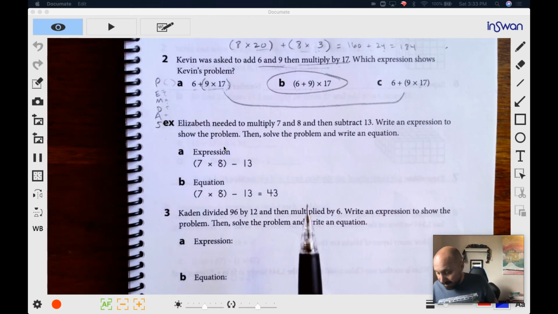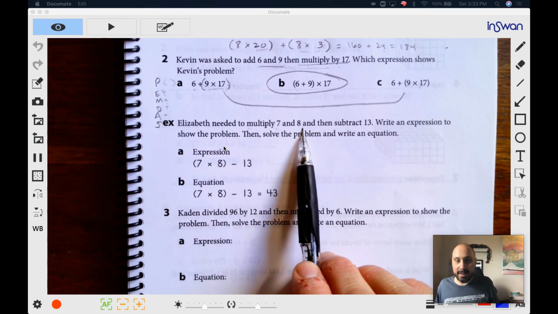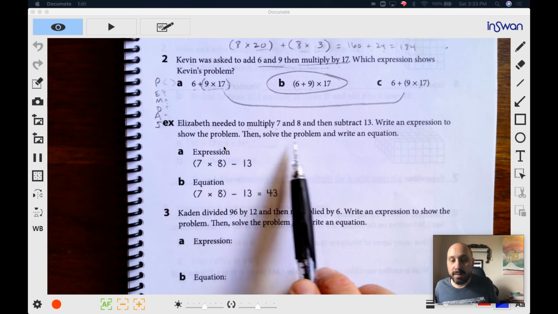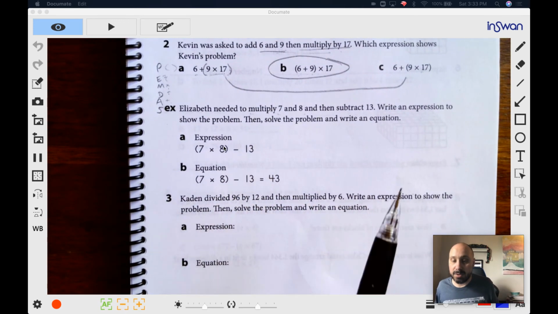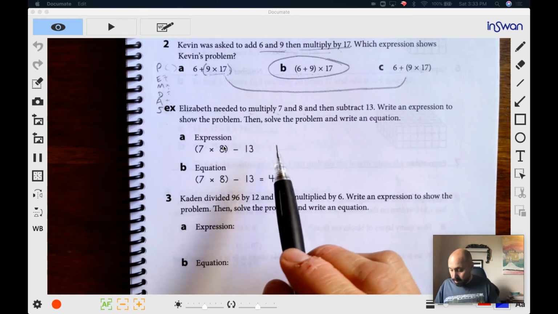All right. Example. Elizabeth needed to multiply 7 and 8 and then subtract 13. Write an expression to show the problem, then solve the problem and write an equation. So we have to do a lot here. So, that's the example.